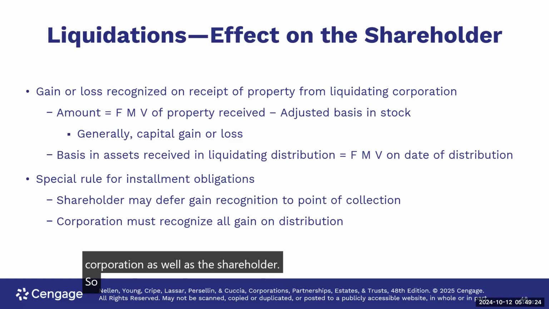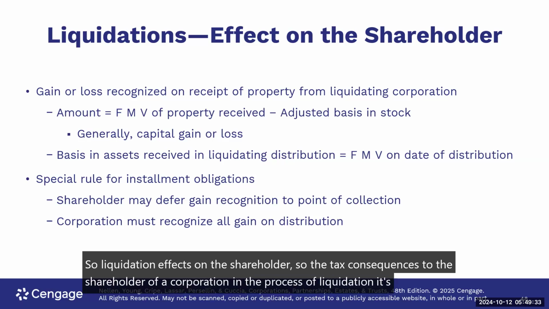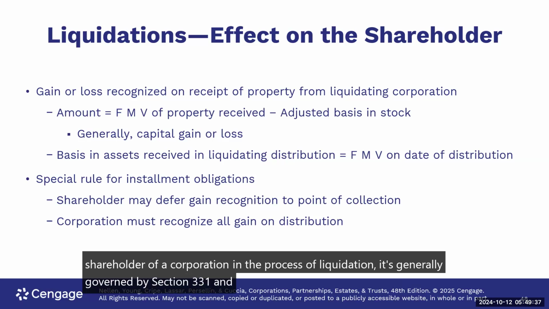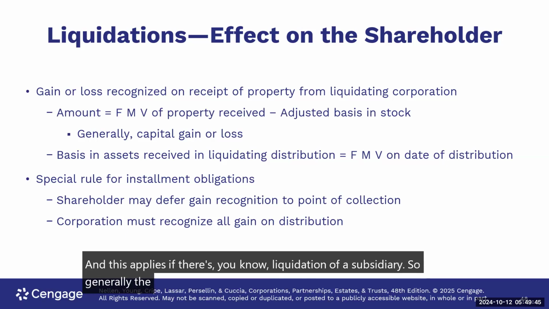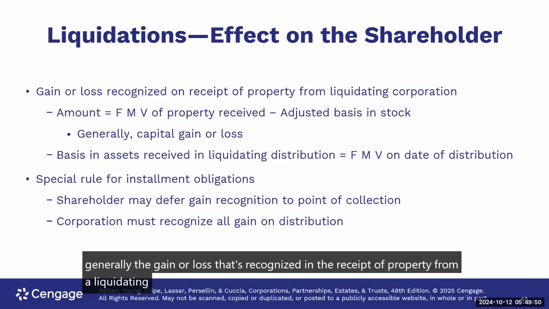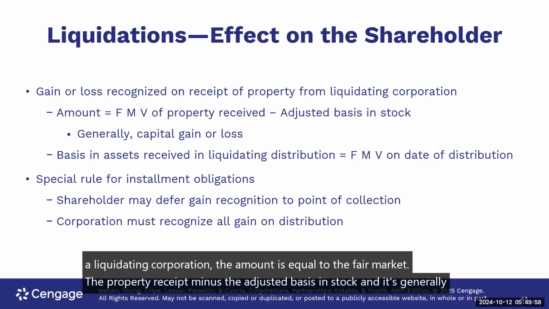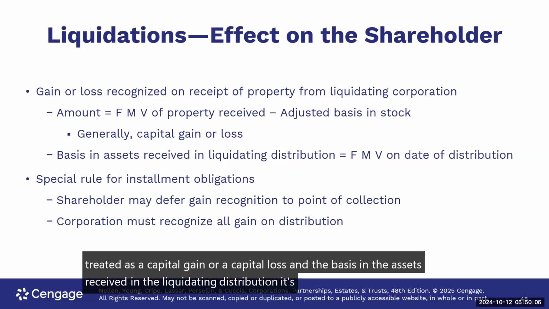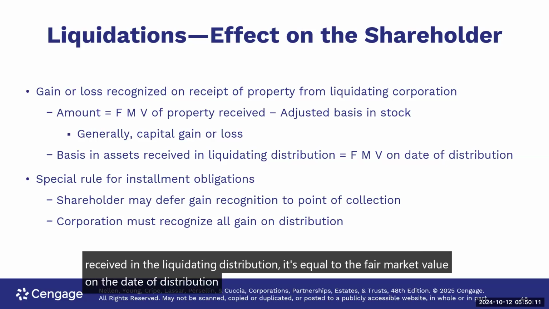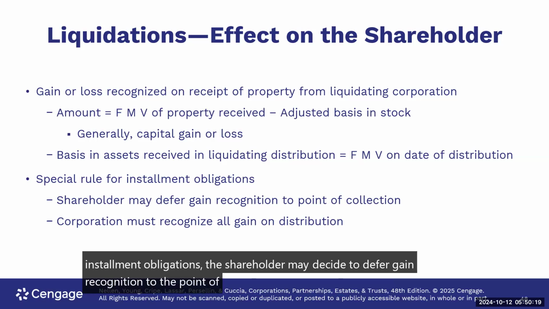So liquidation effects on the shareholder. The tax consequences to the shareholder of a corporation in the process of liquidation is generally governed by Section 331. And there's an exception to this rule, Section 332, and this applies if there's liquidation of a subsidiary. So generally, the gain or loss that's recognized on a receipt of property from a liquidating corporation is equal to the fair market value of the property received minus the adjusted basis in stock, and is generally treated as a capital gain or a capital loss. And the basis in the assets received in the liquidating distribution is equal to the fair market value on the date of distribution. There's some special rules when there are installment obligations. The shareholder may decide to defer gain recognition to the point of collection, and the corporation must recognize all gain on the distribution.